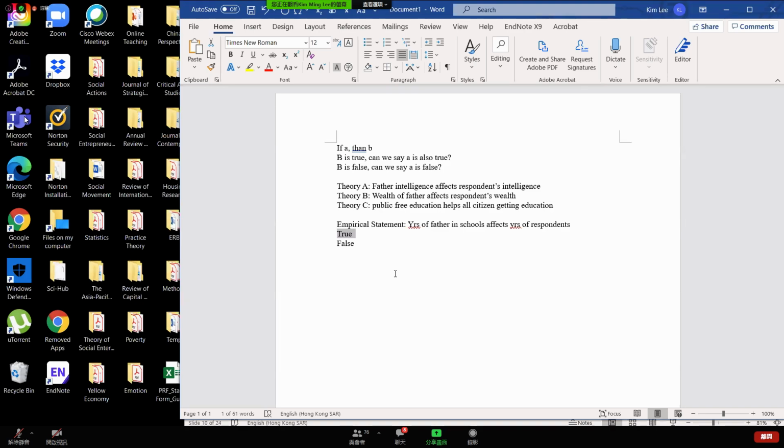Okay, so in this case, if the empirical statement here is false, that means theory A and B are also false. So the remaining theory C may be more credible. Okay, can you get the idea? So it all depends upon this kind of deductive logic. So make sure you know about the deductive logic.